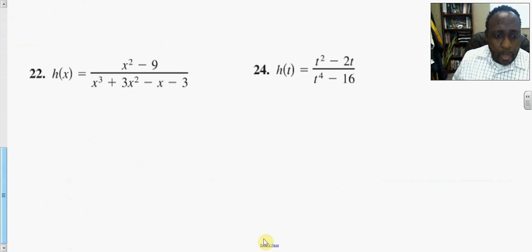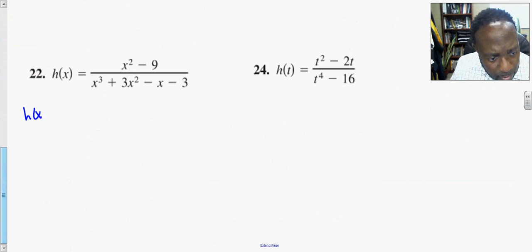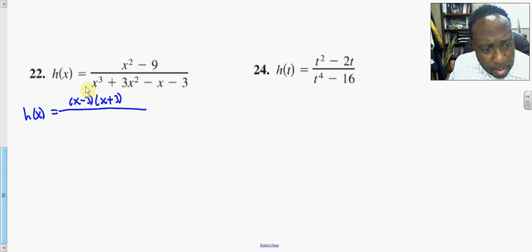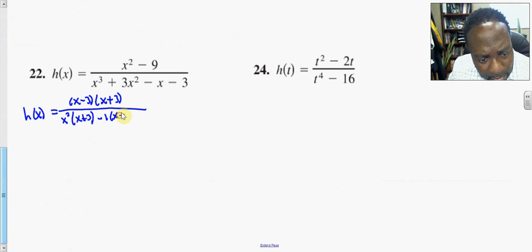Okay, do a little factoring. So h of x is equal to x minus 3 times x plus 3, all over. Factor downstairs. Looks like we can pull out x squared first. We have left x plus 3 there. Then over here we pull out a negative 1 times x plus 3.